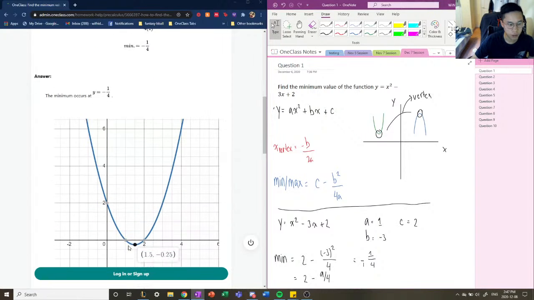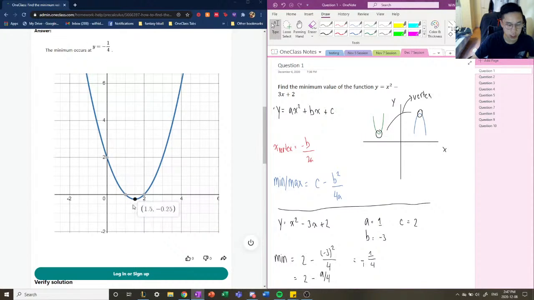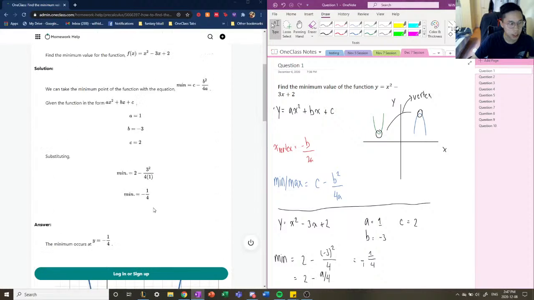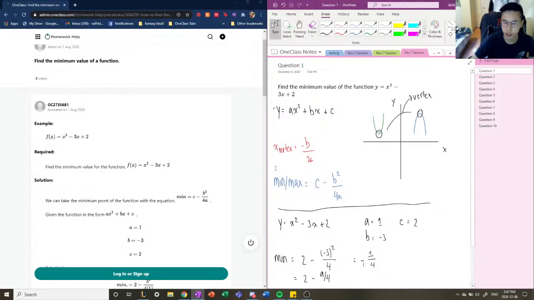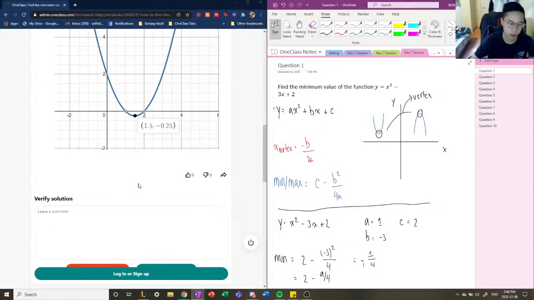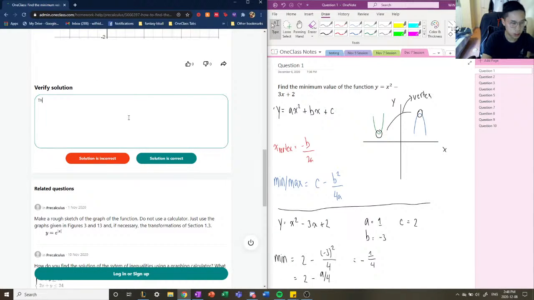And if we were to graph it, we can visually locate that, yes, indeed, it is -1 over 4. So that is how you do this question, and there are three ways of doing it. First, by visually graphing it. Second, by finding the x coordinate and then subbing it into your quadratic equation. Or the third way is to calculate it straight outright using this equation, c minus b squared over 4a. So this solution is correct. Good work.